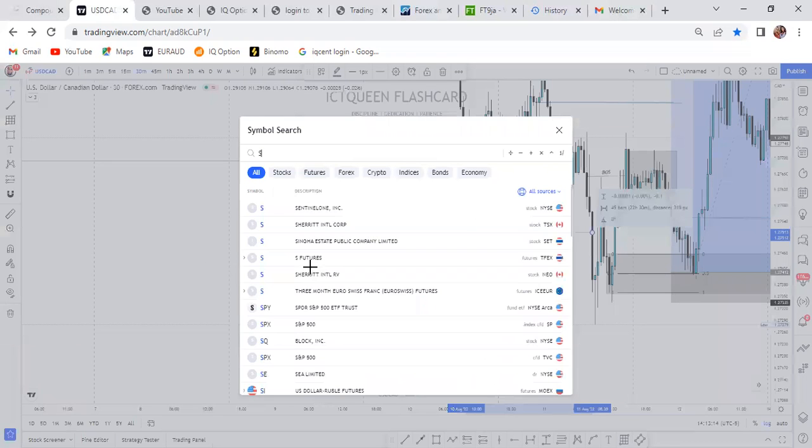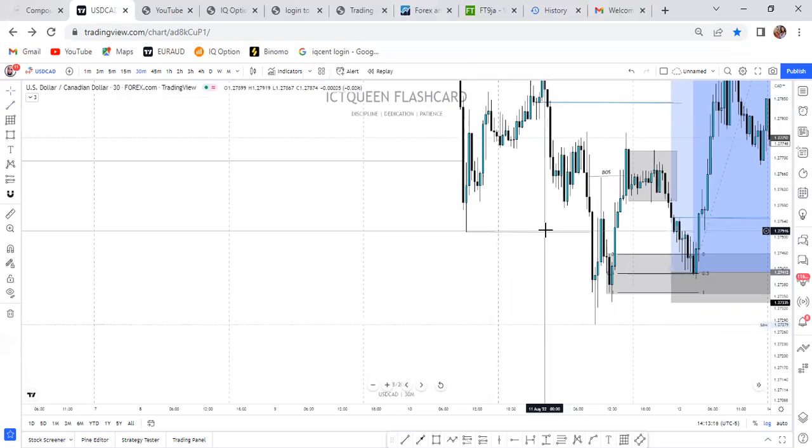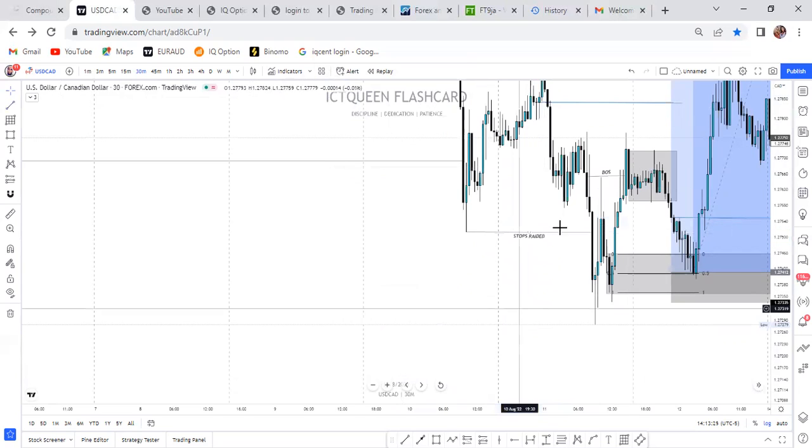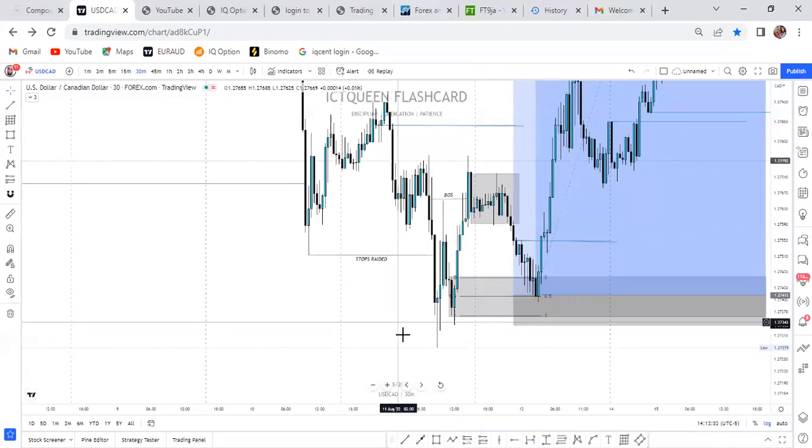So we have a stop run at this point, and the objective of that previous week has been done. What next? The market will have to fill up the imbalance they left all over the market. So when I saw this shift right here, I decided to take this buy. And I know below this low, smart money is accumulating buy orders.